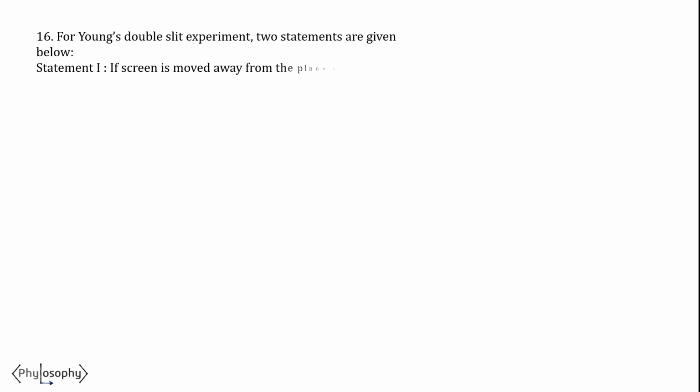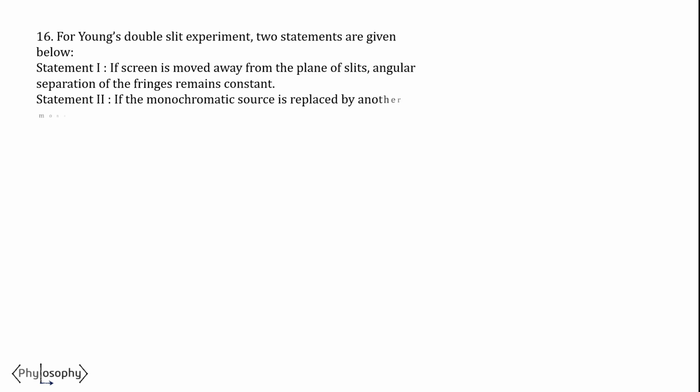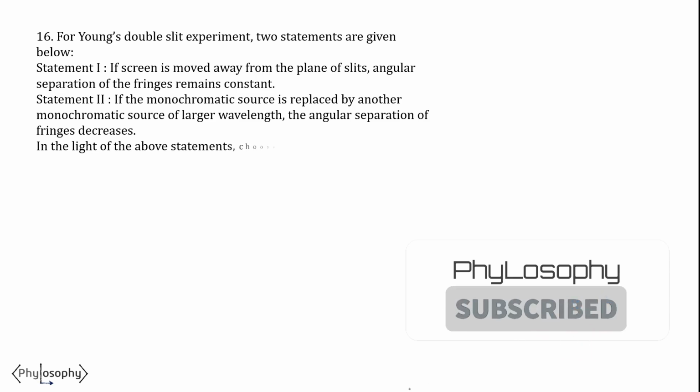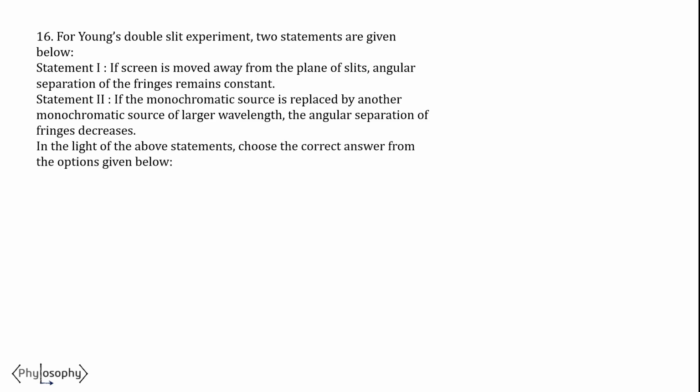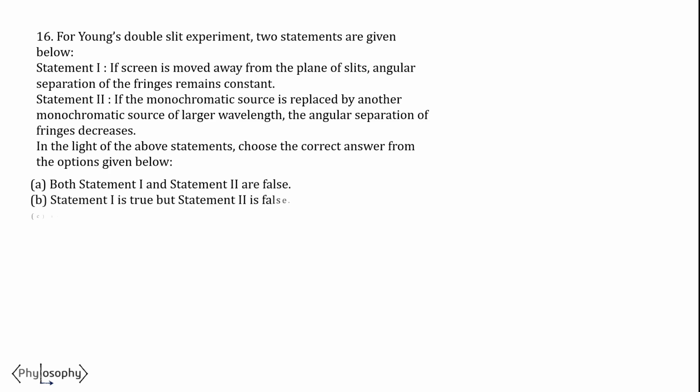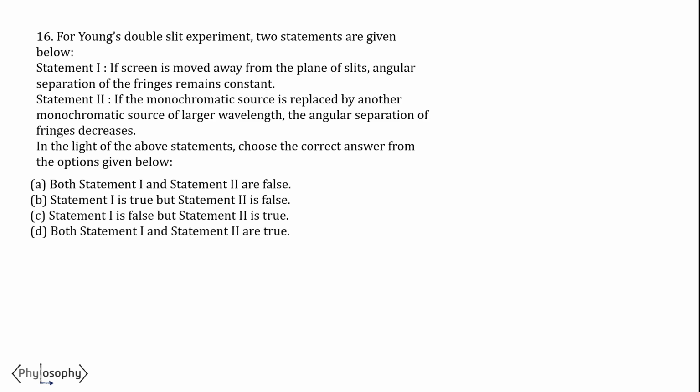Now, let's go to our next problem. For Young's double slit experiment, two statements are given. Statement 1. If screen is moved away from the plane of slits, angular separation of the fringes remains constant. Statement 2. If the monochromatic source is replaced by another monochromatic source of larger wavelength, the angular separation of fringes decreases. In the light of the above statement, choose the correct answer from the options given below. So these are the four options.